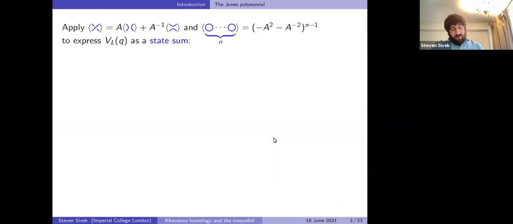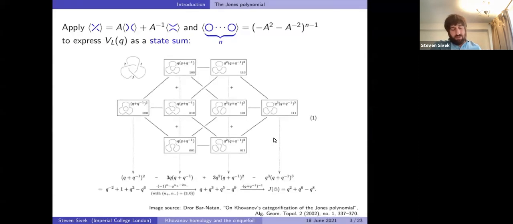Now, as for how you might evaluate it, well, we had this relation for the Kaufman bracket where you replace a crossing with two different Kaufman brackets of diagrams that have one fewer crossing. And the other axioms included, if you have a diagram that's just n unknots unlinked from each other, we know the value of the Kaufman bracket. That lets you compute this as what's called a state sum. So this is a picture. Bar-Natan wrote a really nice expository paper about how to compute Khovanov homology back when it was new. And this is his picture of how you do it for this diagram of the trefoil.